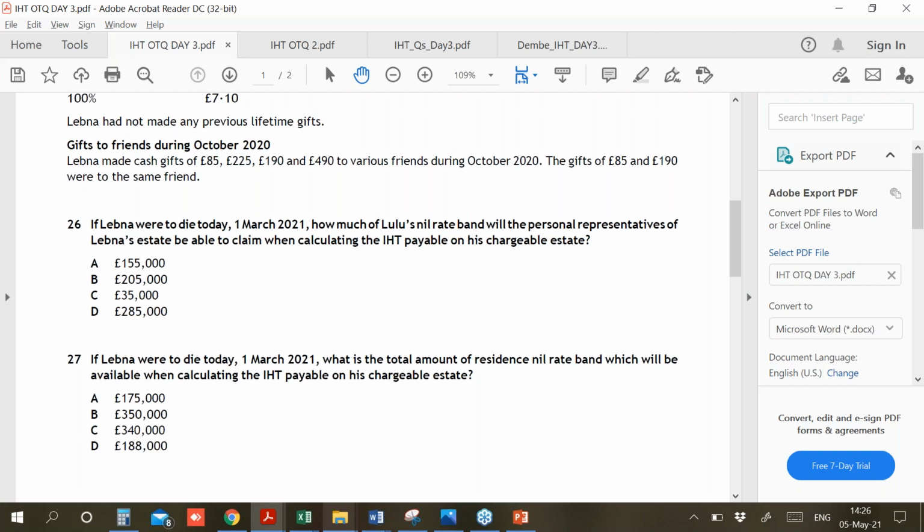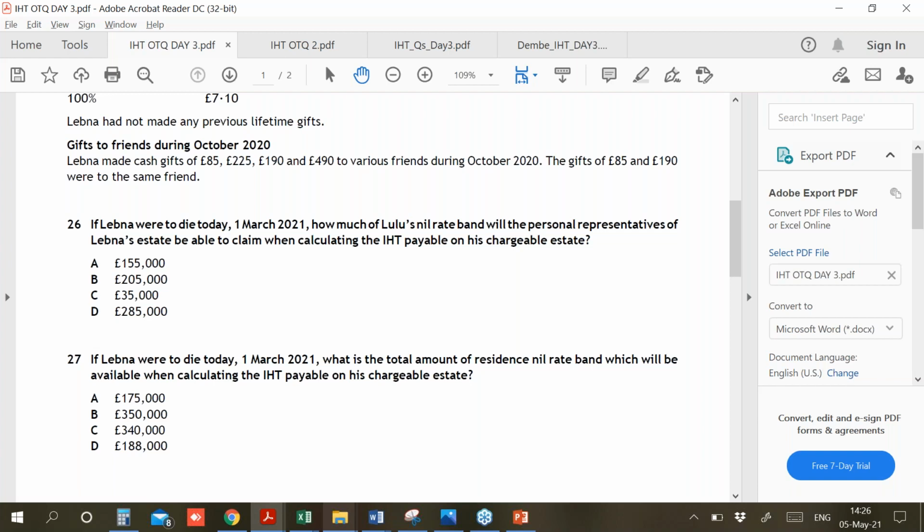So in the first question, it is asking me about the normal nil rate band, and in the second, I have to tell them about the RNRB. Guys, I'll stop here and I'll ask you, answer me in yes or no: if you remember, the RNRB rule was announced firstly in 2017.